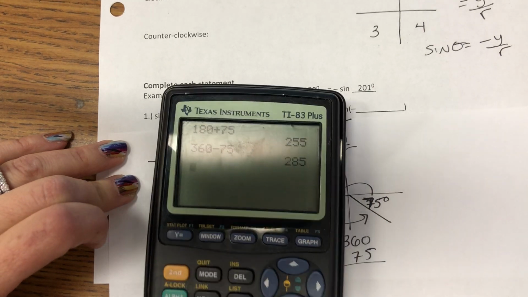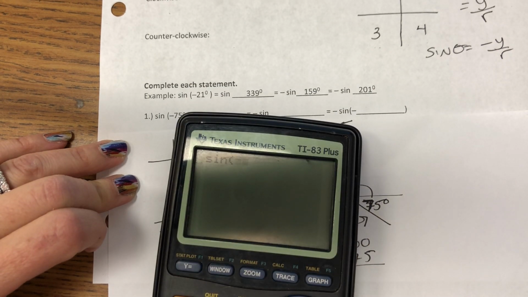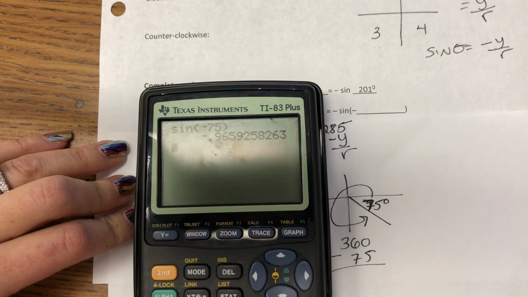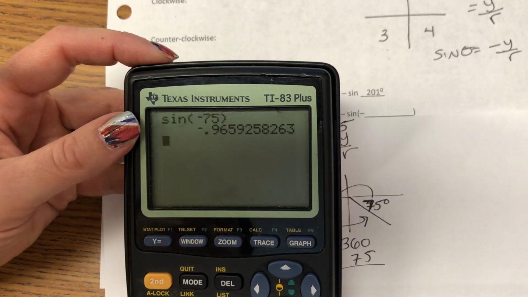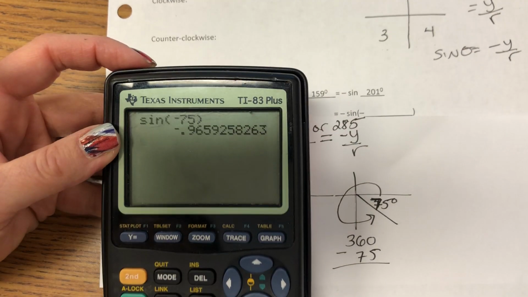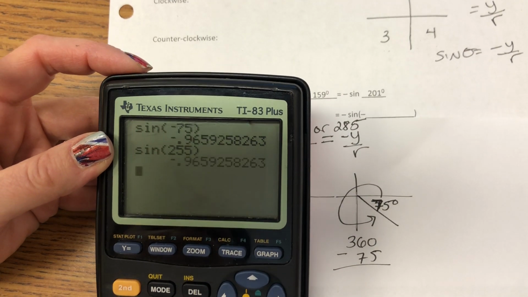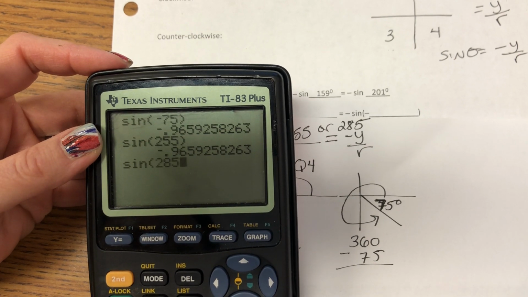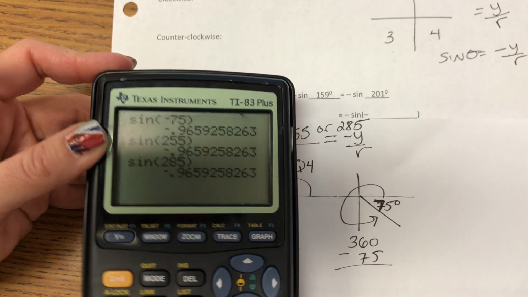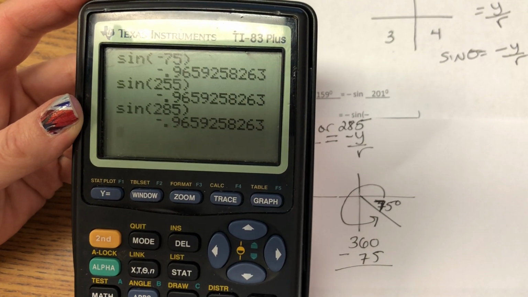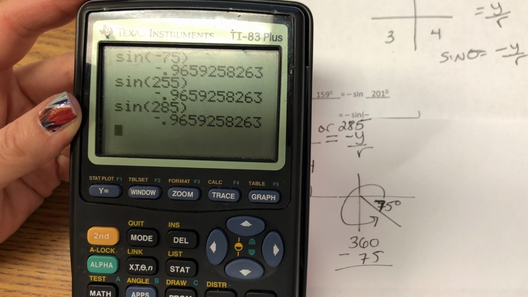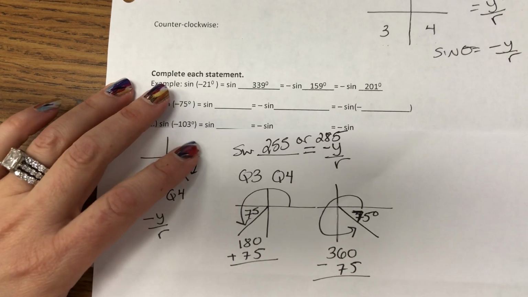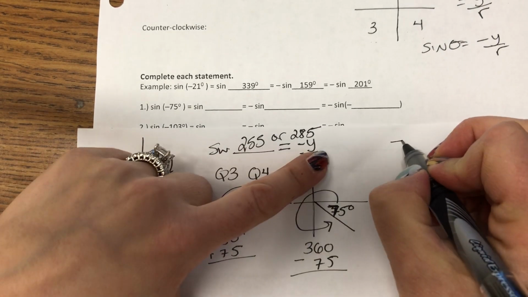And if you want to check, sine of negative 75 is negative 0.96. Sorry, there's a glare. There we go. So if I do sine of 255, I should get the same value. If I do sine of 285, I should get the same value. All 3 have that same ratio of negative 0.96 and all those decimals.